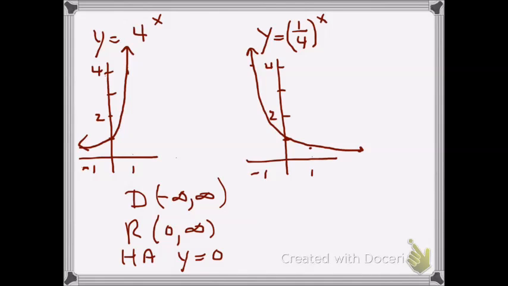Notice this function on the right can also be written as 4 to the negative x, which is simply a reflection of the original graph across the y-axis. And you can see that the graph is in fact a reflection of this first graph across the y-axis.